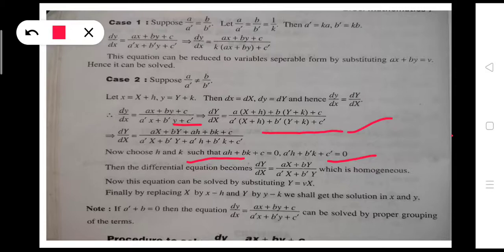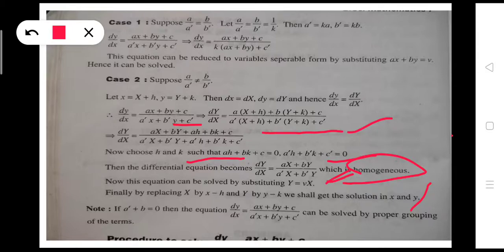Then the differential equation becomes homogeneous form, that is dY/dX is equal to (aX + bY)/(a'X + b'Y), which is in homogeneous form. Now this equation can be solved by substituting Y is equal to vX, and differentiating with respect to X. Finally, by replacing X by x minus h and Y by y minus k, we shall get the solution in x and y only.